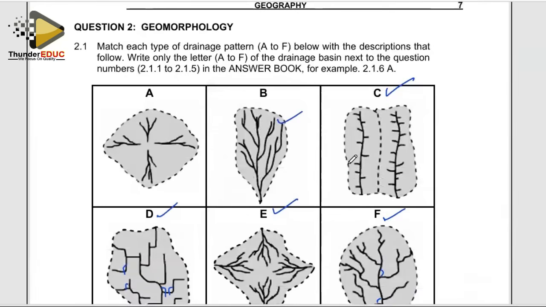All right, this last one here, the implication is these streams are starting from high-lying areas surrounding, and they are feeding into a low-lying area. Maybe it's a lake or it's a marshy area. It's the opposite of this one. This one, they are flowing from a high-lying area outwards. These ones are flowing from outlying high-lying areas into a central point.